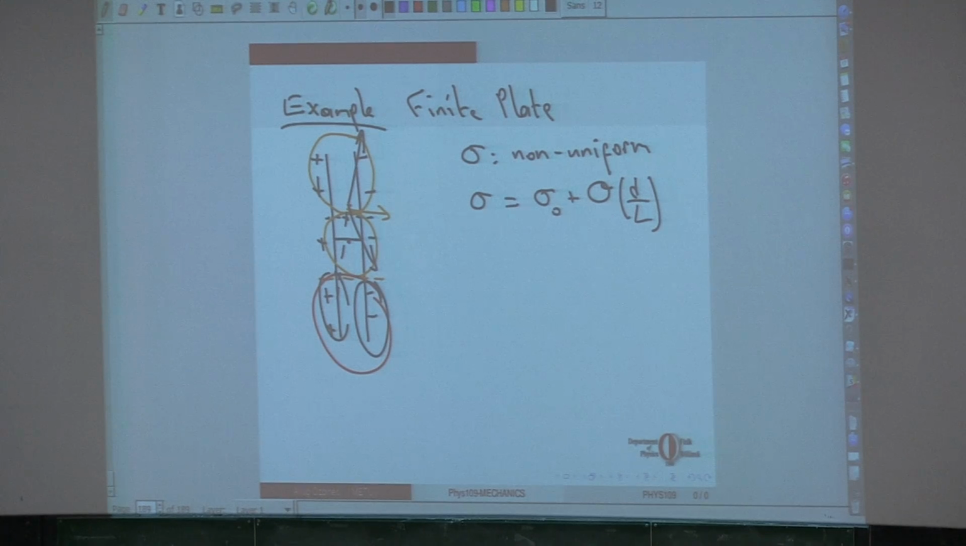Just assume sigma is uniform. Let's simplify. Sigma is uniform. It will have some variation depending on at which point you are, but let's ignore it. If sigma is uniform, can you say that the electric field somewhere along this line is always horizontal? No, why? They have the same area. Yes.